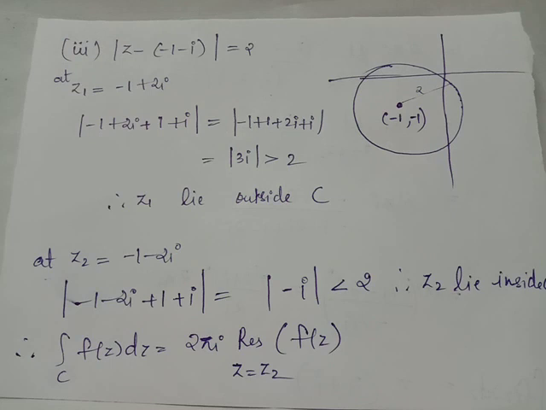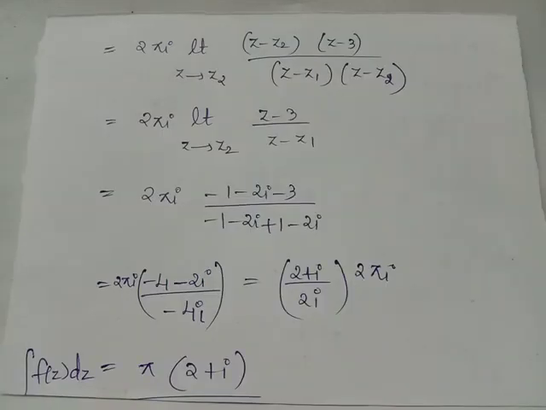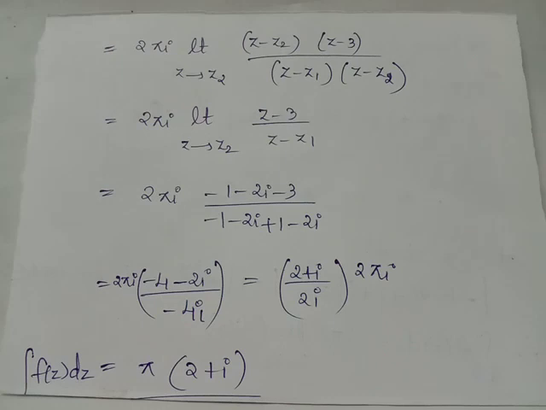It's enough to evaluate the residue corresponding to z equals z2 for the given f of z, and we have the integral over C of f of z dz equals 2 pi i times the residue of f of z at z equals z2. We have the integral over C of f of z dz equals 2 pi i times limit z tends to z2 of (z minus z2) into f of z. Cancelling z minus z2 from both numerator and denominator, our expression reduces to 2 pi i times limit z tends to z2 of (z minus 3) upon (z minus z1). Directly applying z equals z2, the expression reduces to pi times (2 plus i). Therefore, the integral over C of f of z dz equals pi times (2 plus i).